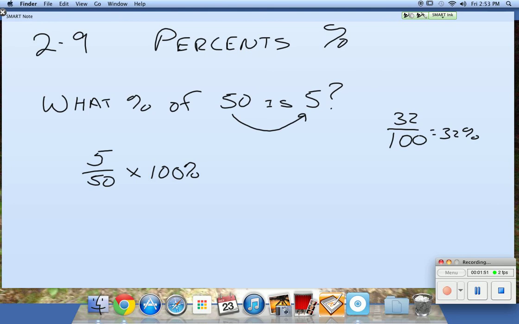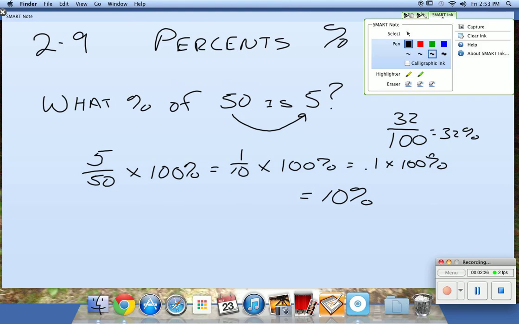So in this case here, we're going to multiply it by 100, and we'll come up with, well, 5 divided into 50 is 1 over 10 times 100%, or it's going to be 0.1 times 100%. In this case here, we multiply that through, that would equal 10%. That's how we figure out what percent of 50 is 5. Let's take a look at another one here.